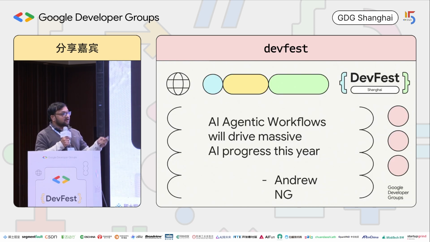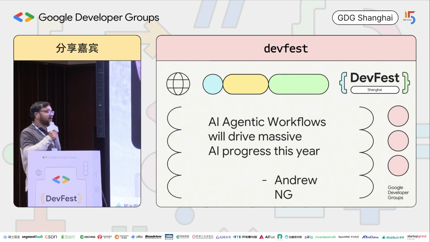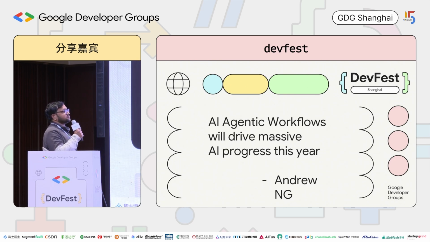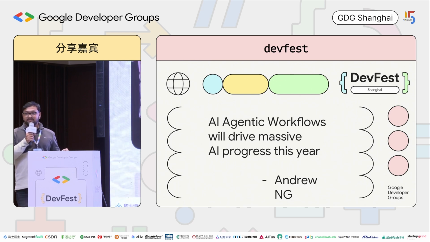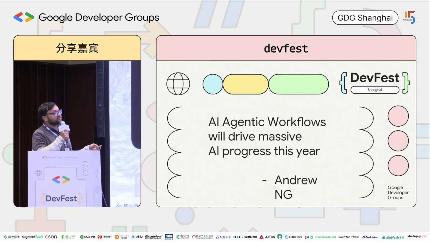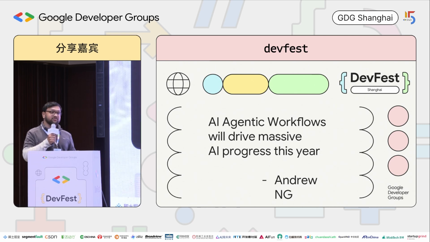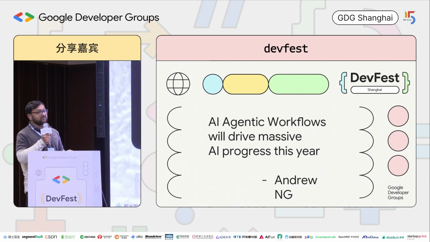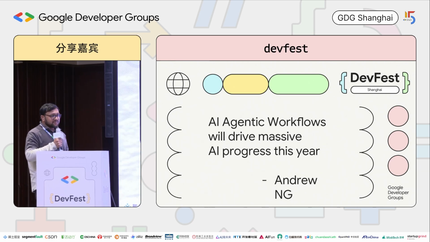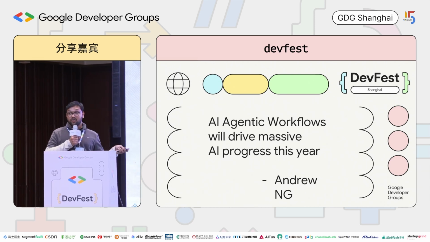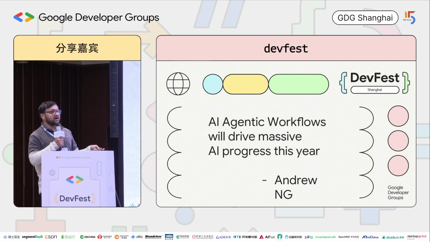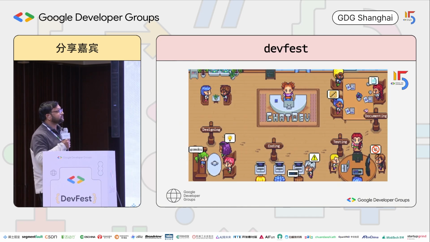So I'm sure you all might be aware of Andrew Ng. He tweeted that AI agent workflows will drive massive AI progress this year. Right after this tweet, we have been seeing a lot of surge in AI agent frameworks like the OpenAI Swarm framework and AutoGen framework and various other frameworks. So what are these frameworks altogether and how are they helping us build these LLM agents? This is something we'll look at right now.